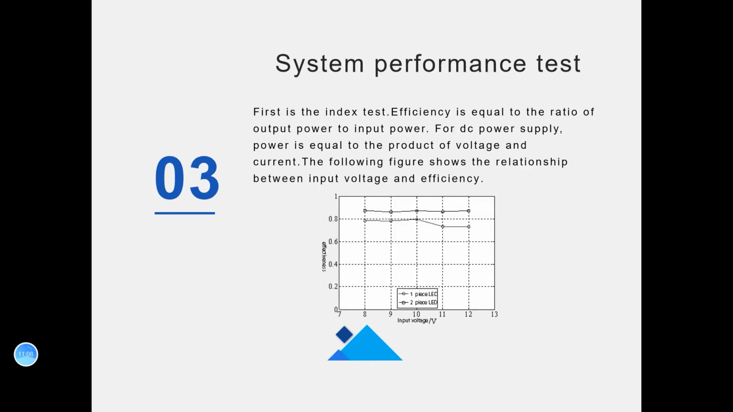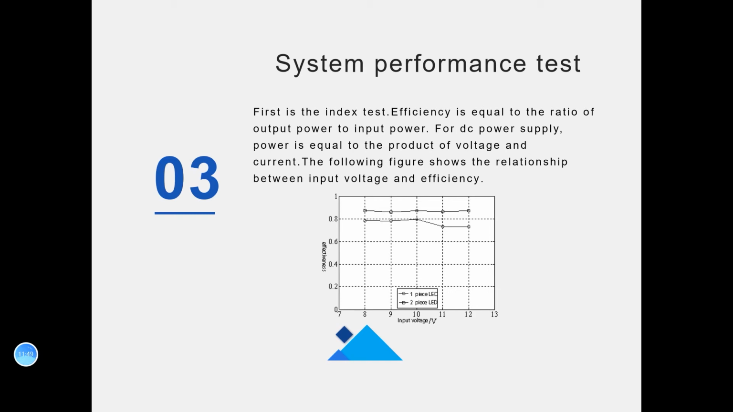The subpart is system performance test. First is the index test. Efficiency is equal to the ratio of output power to input power. For a DC power supply, power is equal to the product of voltage and current. The input voltage and current are measured respectively, then the output voltage and current, and the input power and output power are calculated to obtain the efficiency.